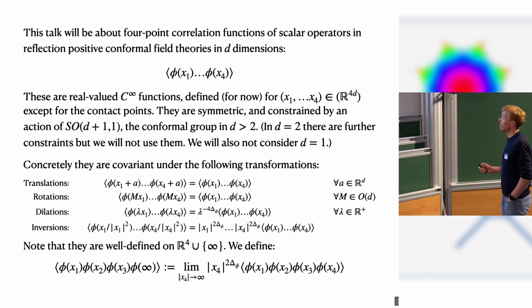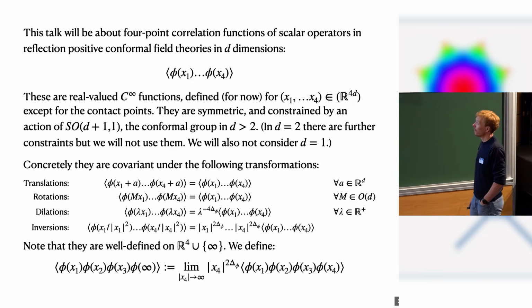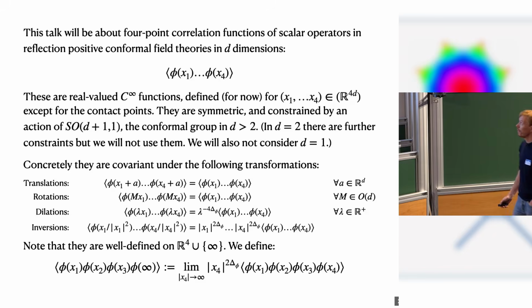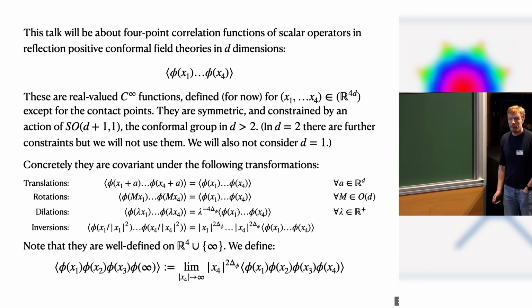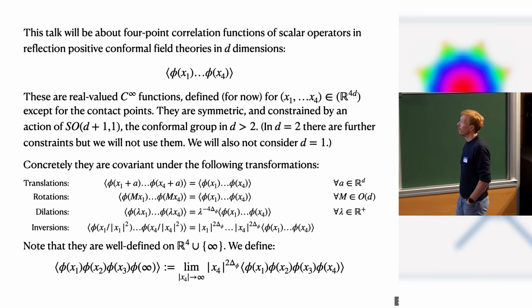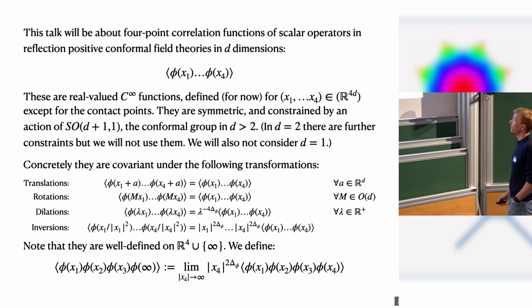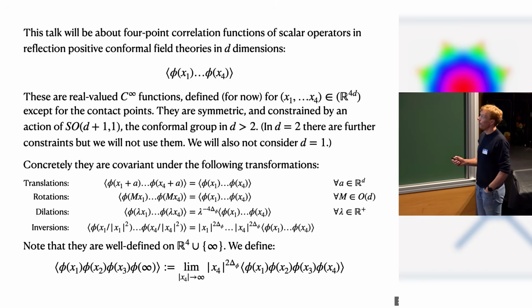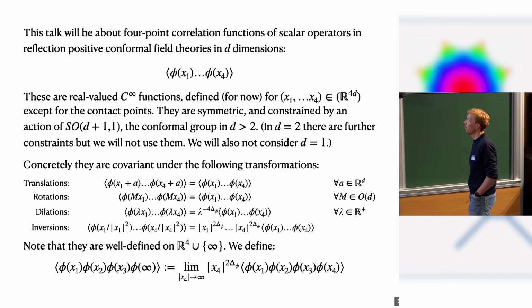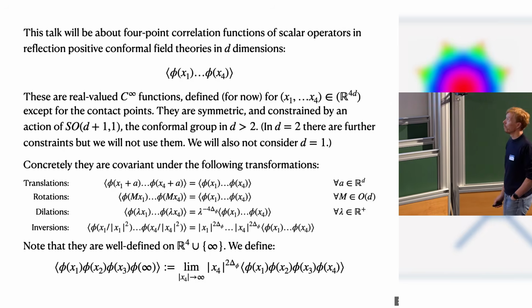So what is this class of functions? Well, it's defined like so. It's 4-point functions of scalar operators in reflection positive conformal field theories in d dimensions. They look like the expectation value of phi of x1 to phi of x4. But for us, they're just real valued C-infinity functions, defined for now for Euclidean configurations. So x1 to x4 are points in R^d, and they're defined away from contact points.